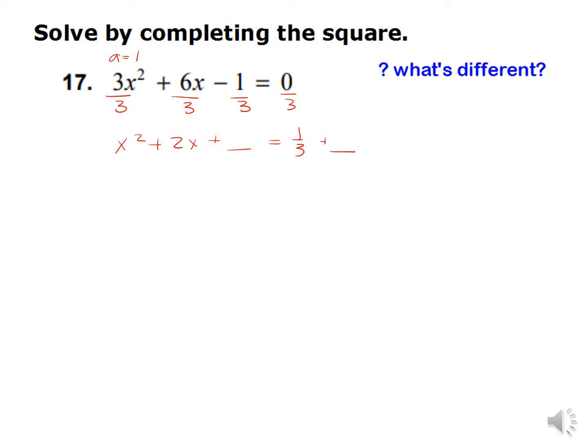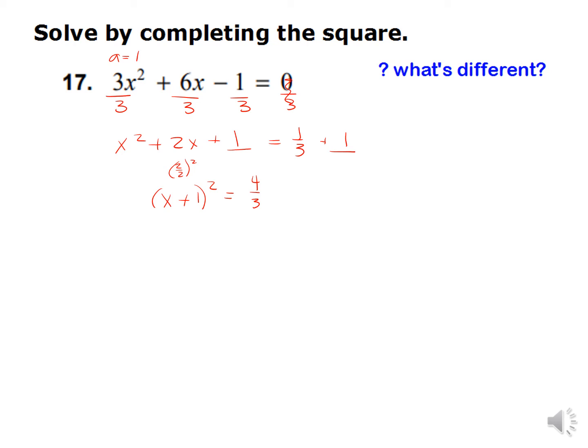So it's negative 1/3, I added it over. This would just be 0. Okay, so now I'm going to go 2 over 2 squared is 1, and I'm going to get my factors. (x plus 1) squared equals 4/3. Sometimes it's easier to leave these in a fraction, because when you square things it's just a little bit easier.